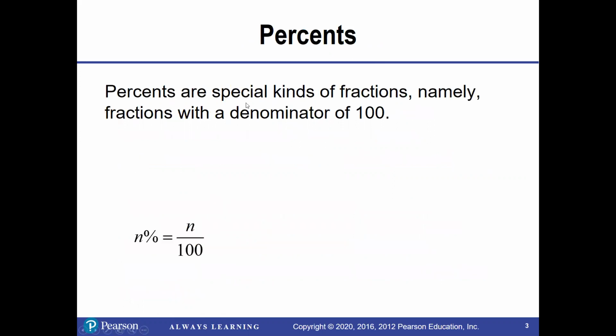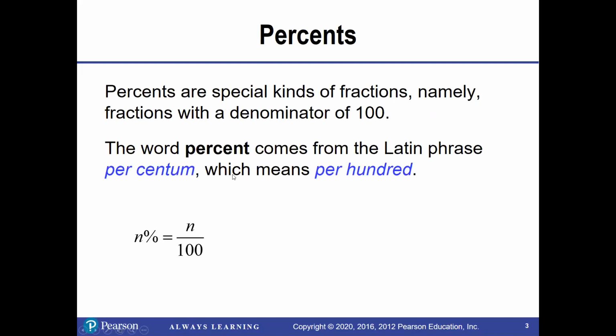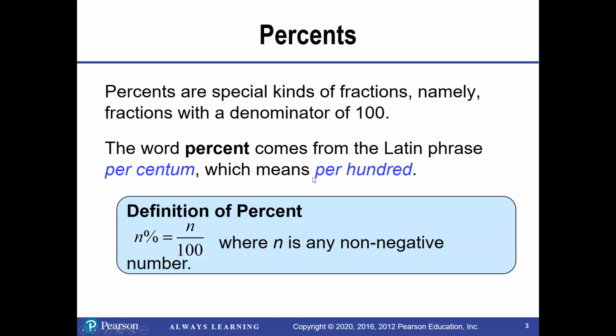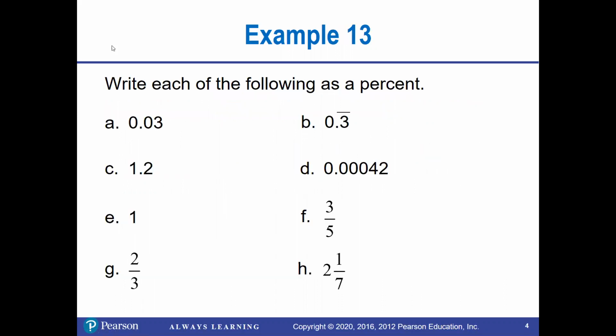Okay, so percents are a special kind of fractions, namely fractions with a denominator of 100. Your percent is always going to be based off 100. The percent number is whatever number n divided by 100. The word percent comes from per centium, which means per 100. Now n is always going to be non-negative. We don't have negative percents or numbers, usually over 100%, but that is possible.